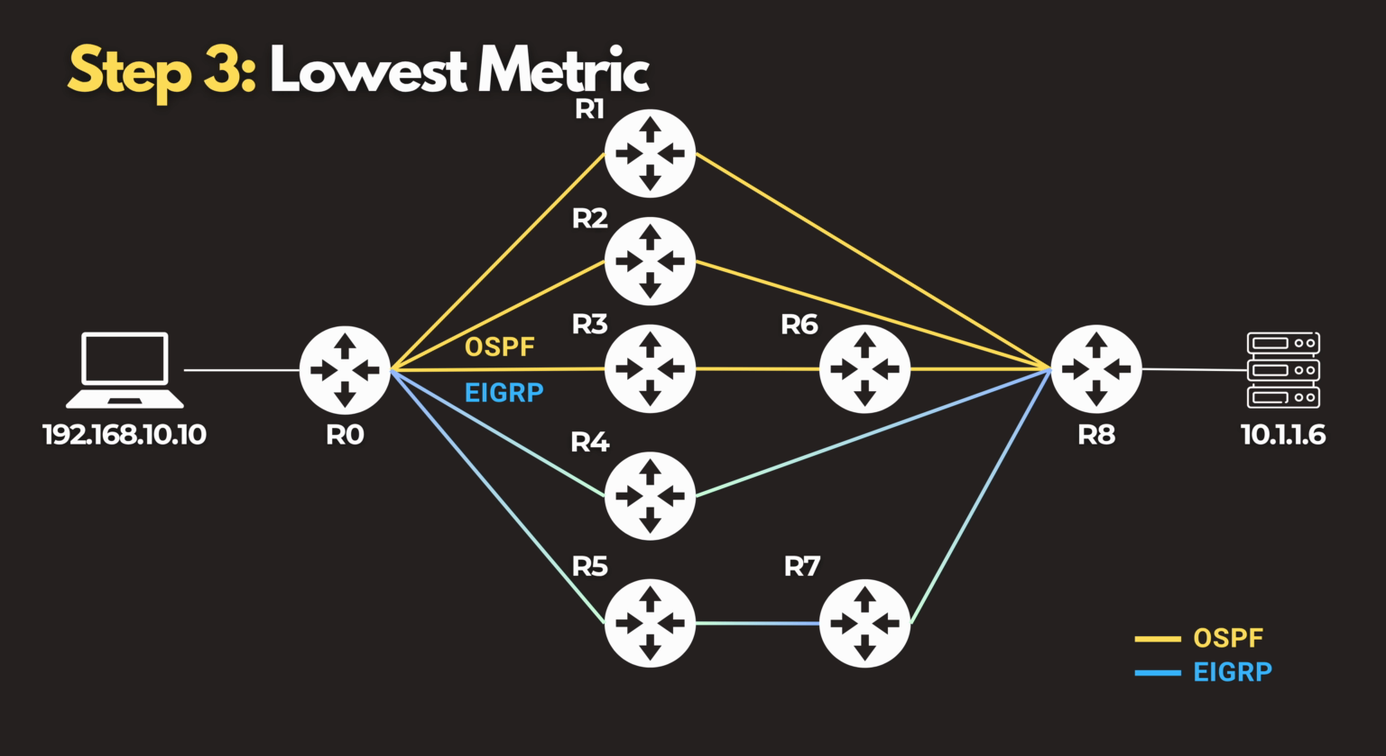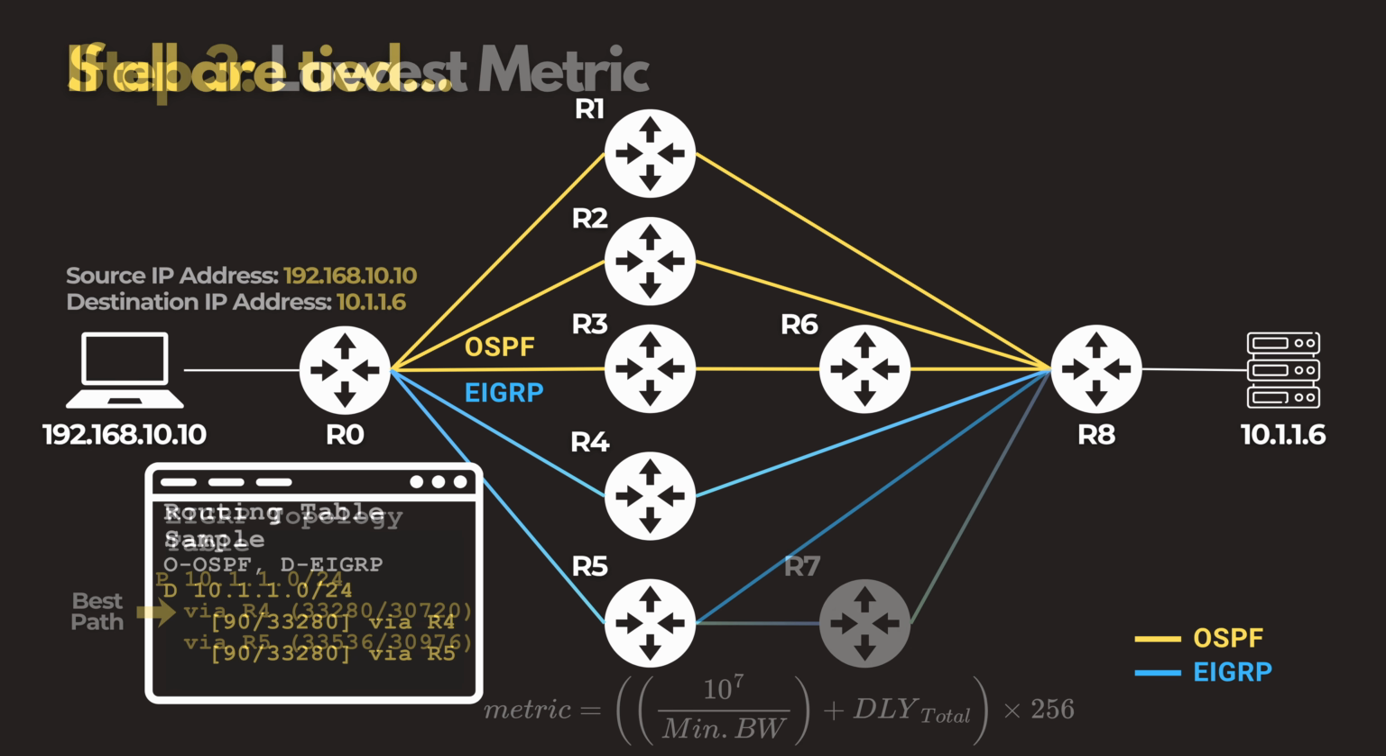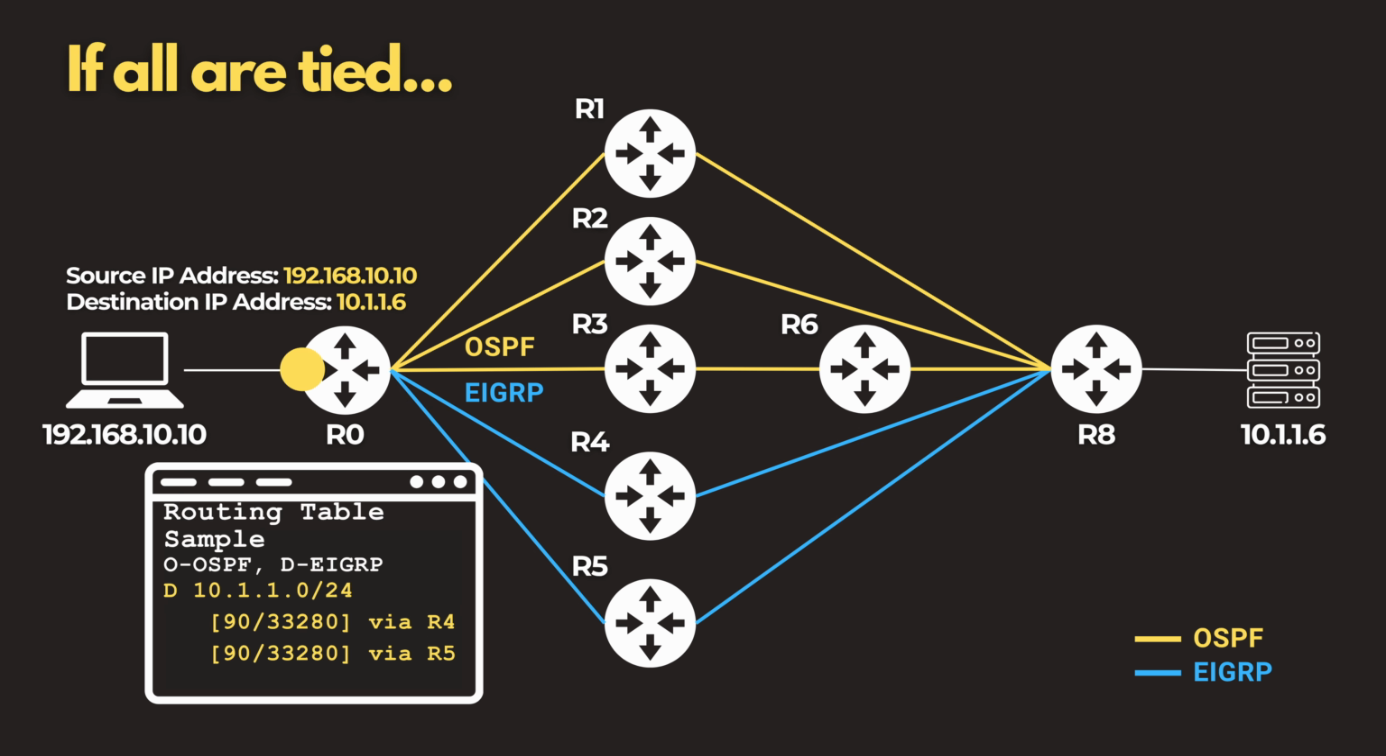The router compares the metric, which is the protocol's internal math. In this topology, EIGRP will calculate it based on bandwidth and delay. Lowest metric wins. And if everything ties, the router load balances across both paths. That's equal cost multipath, also known as ECMP.